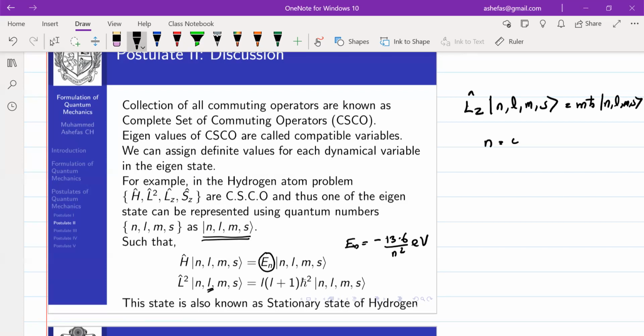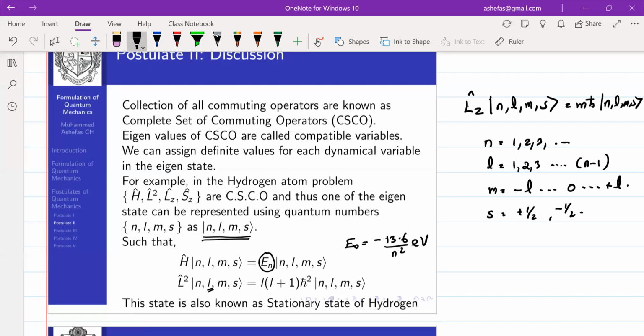Here n can run from 1, 2, 3, etc., not 0. And l can run from 0, 1, 2, etc., up to n minus 1. And m can run from minus l to plus l, and s can have plus 1 by 2 or minus 1 by 2. These are the possible quantum numbers, and these are the dynamical variables. In terms of these dynamical variables, we can represent the state. This possible state of the hydrogen atom problem is the eigenstate of the complete set of commuting operators, and this state is also called the stationary state of the hydrogen atom.